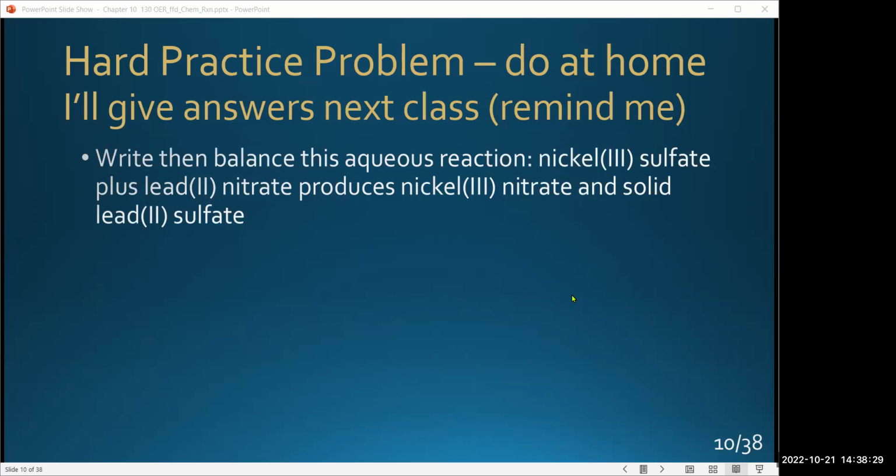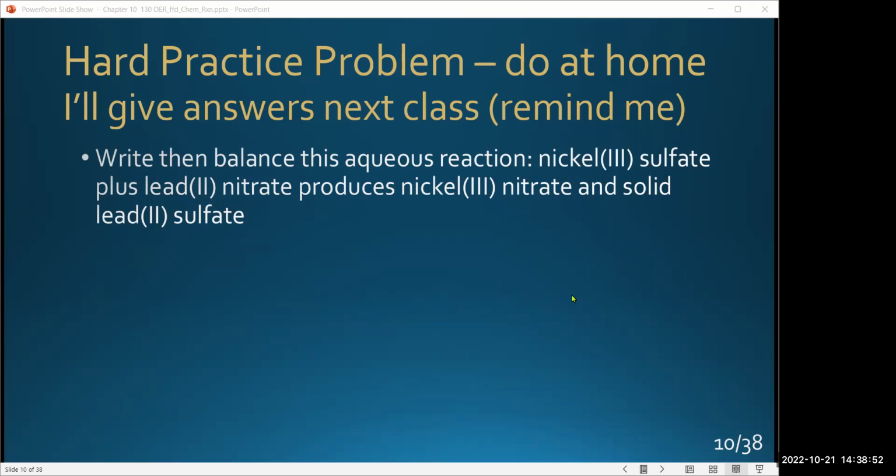All right, so this brings us to another type of reaction. Now, here, these are called a double displacement reaction, but we're not going to worry about the name right now. What we're going to do is break this down. It looks very complicated. Think about it. Read it. It says, balance this aqueous reaction.